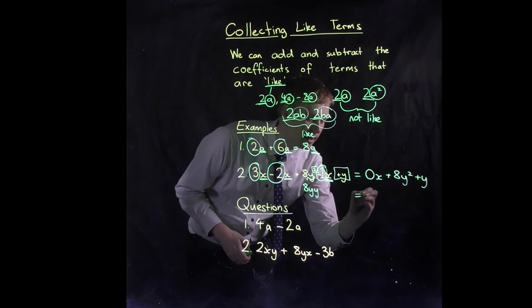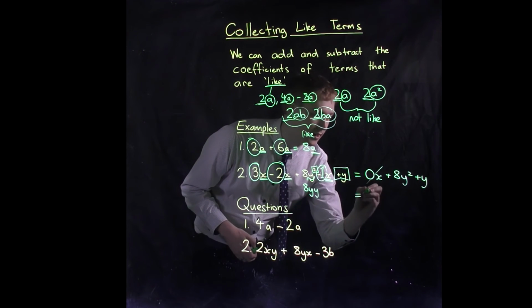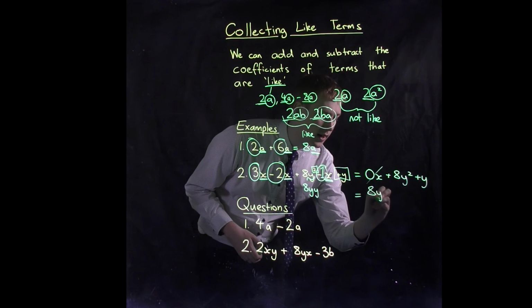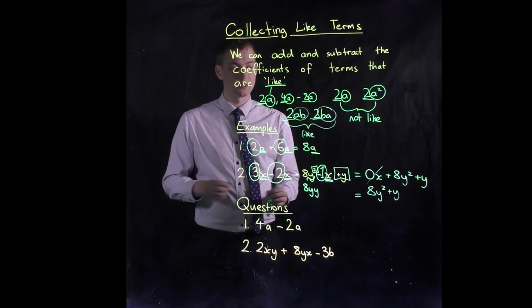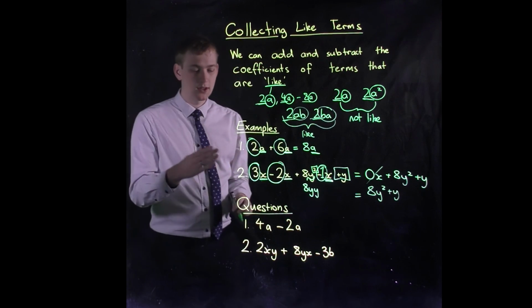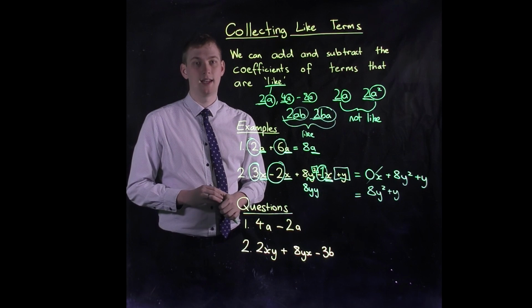And now we can simplify this. This number here becomes nothing, so we can then just go 8y squared plus y. And that would be how we collect those like terms. I'd like you to have a go at these two questions below, and then I'll show you how to do them.